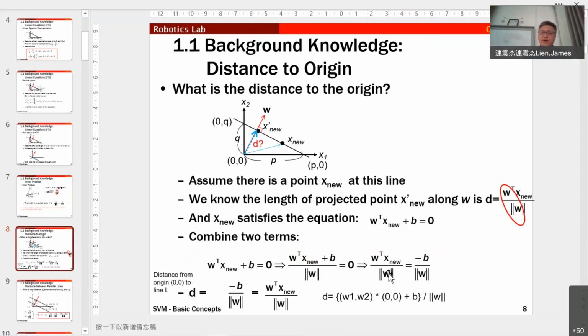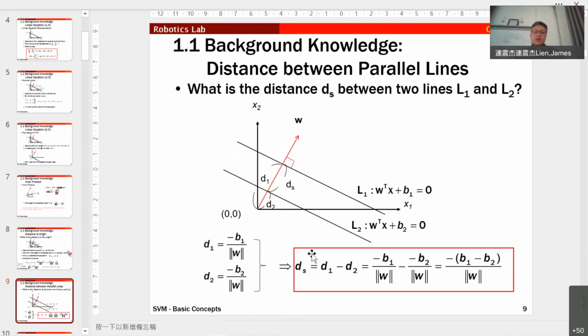What is this term? You'll find it is the distance from 0, 0 to x. Suppose x1, x2 are 0, 0. Put 0, 0 here, and this becomes b divided by w. The distance from the origin to the line is d. Plugging in 0 leaves only the constant term, so the distance is just the constant. We usually ignore w, but we normalize because we want unit vectors.